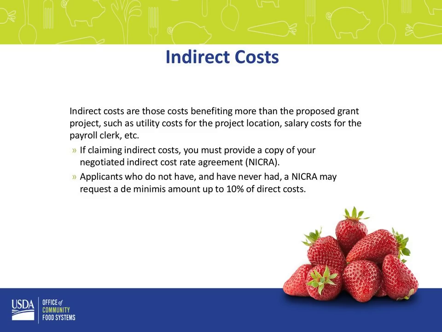Indirect costs. Often many applicants will request indirect costs on their grants, which is fine. Those are costs that benefit more than just this grant project: utility costs, paying for electricity, salary costs for staff that are not working directly on the grant but are contributing towards the grant. If you want to claim indirect costs, you must provide a copy of your negotiated indirect cost rate agreement. That is an agreement that you will possibly have with a federal agency or a state agency, depending on who you are.